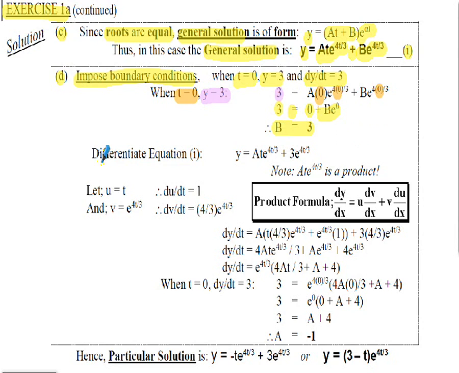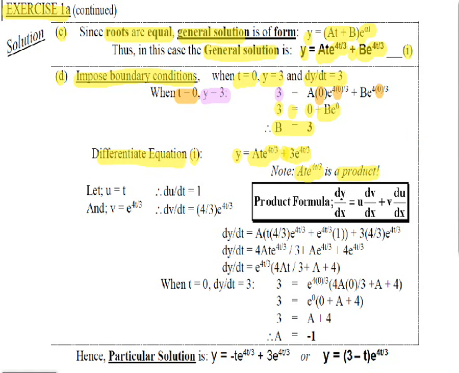So there's our first constant. We now need to differentiate equation 1 to find the dy by dt solution in this particular case. So y is equal to a multiplied by t e to the 4t divided by 3 plus 3 multiplied by e to the 4t divided by 3. Now notice that a multiplied by t e to the 4t divided by 3 is a product. We've got two functions of t here. t is multiplied by e to the 4t upon 3, so they're both functions of t. Should you need to recap the use of the product formula, there's a previous presentation related to differentiation of products, quotients and functions of functions. I would encourage you to review.